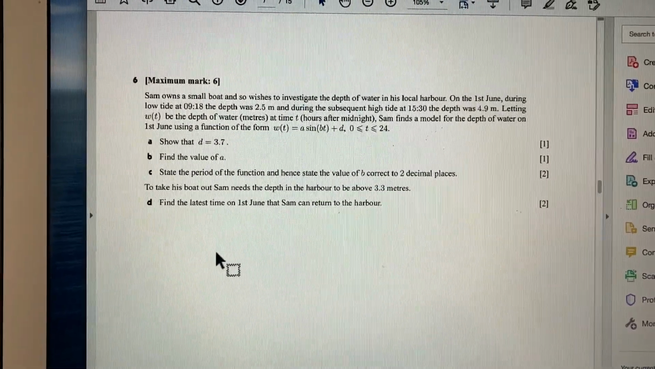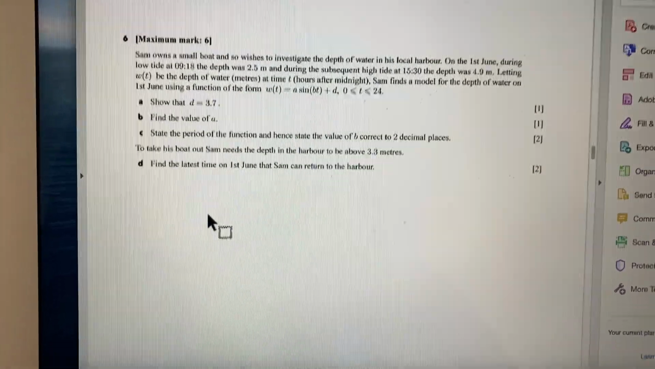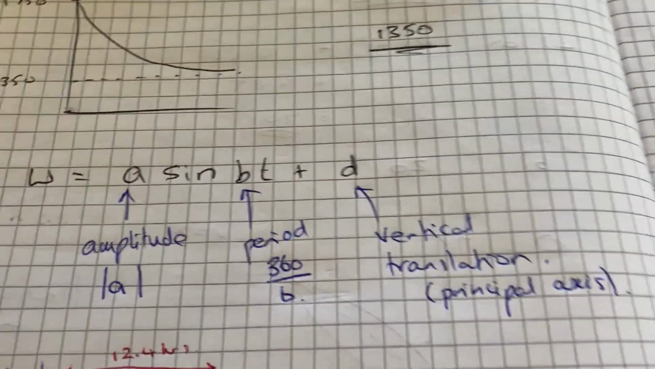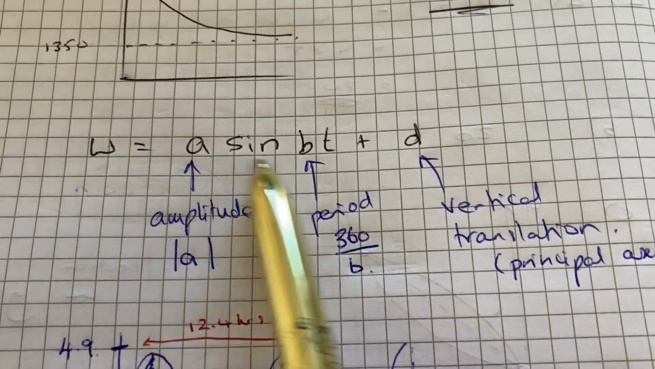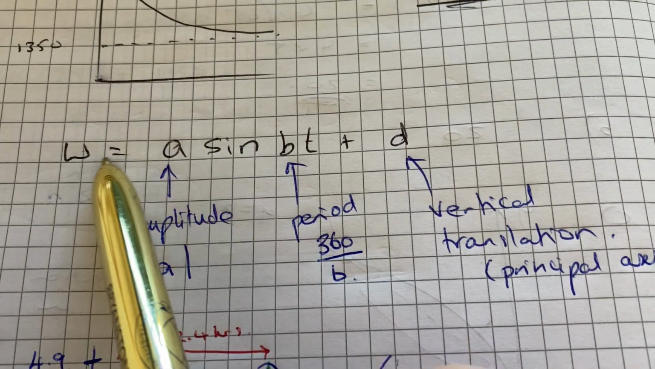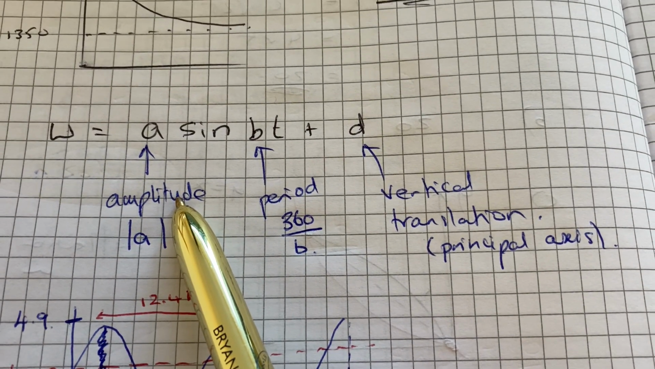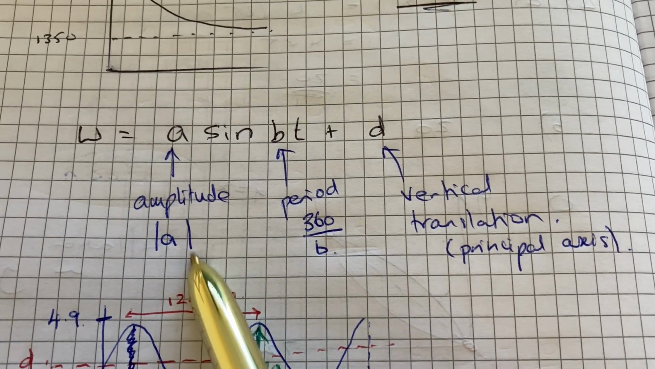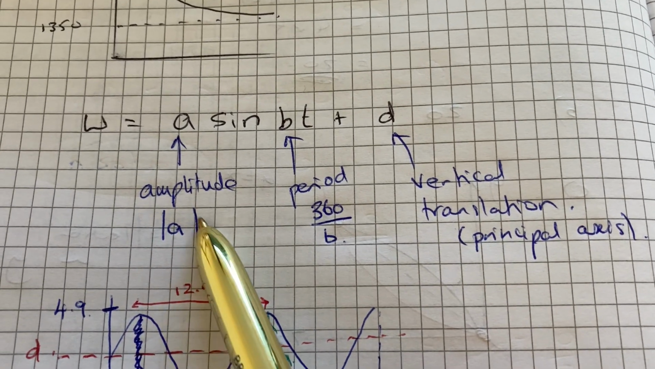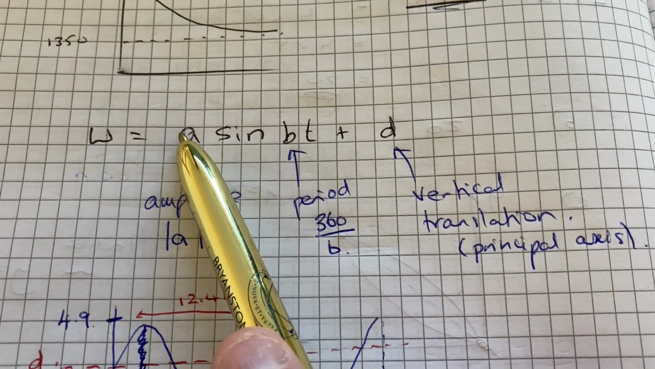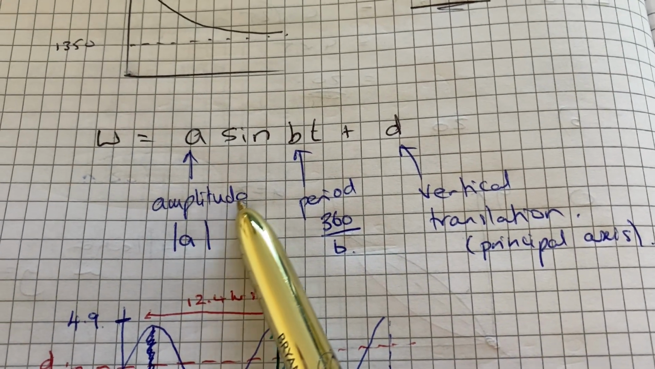Okay, question number 6, horrible little question. Just come onto the sheet here a minute, breaking down this equation that we've been given. The A number is the amplitude, the size of the amplitude, the magnitude of it. So if there was -4 up there, the amplitude would be 4.